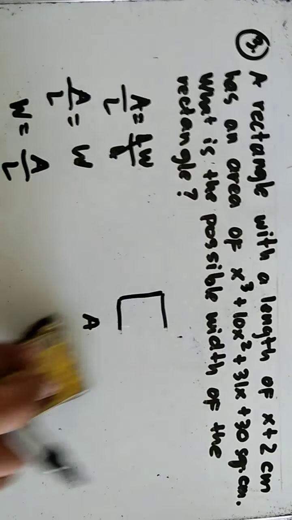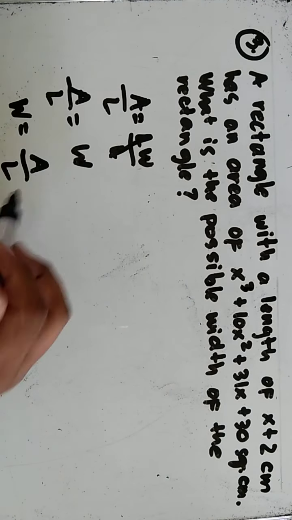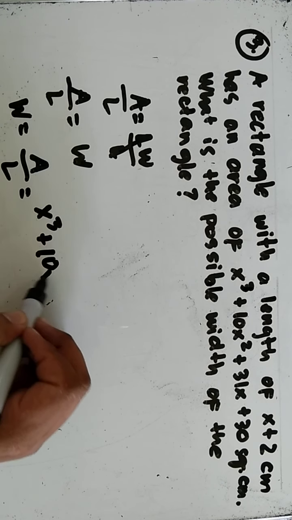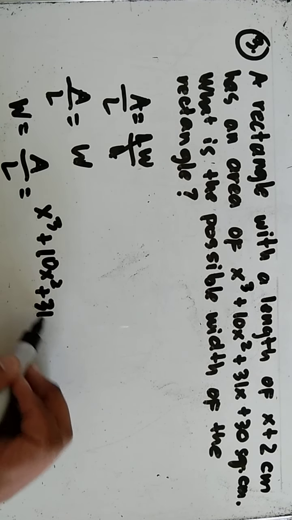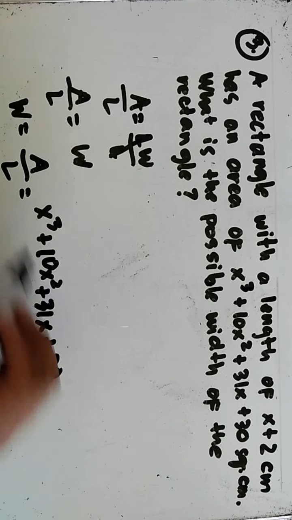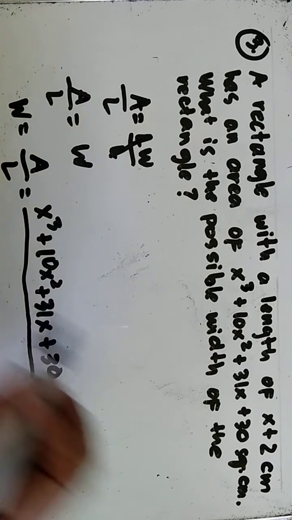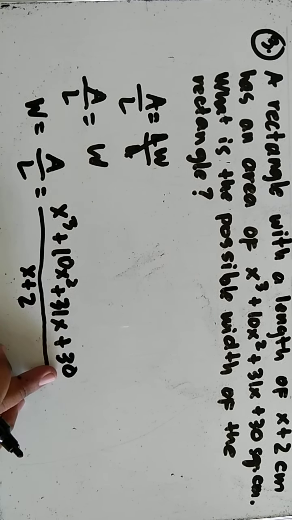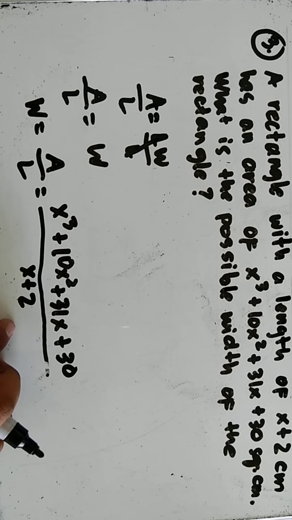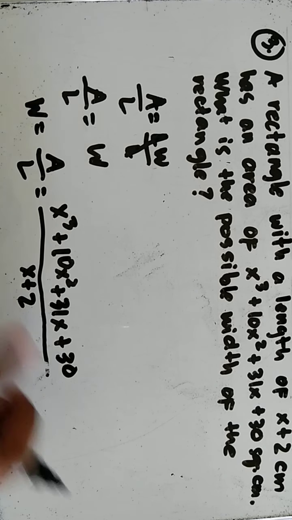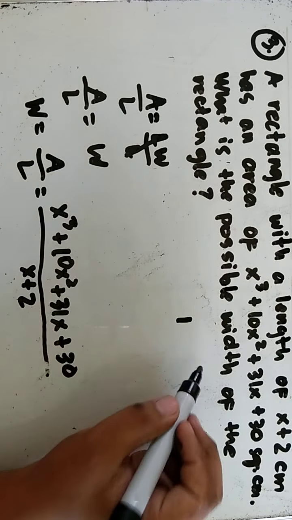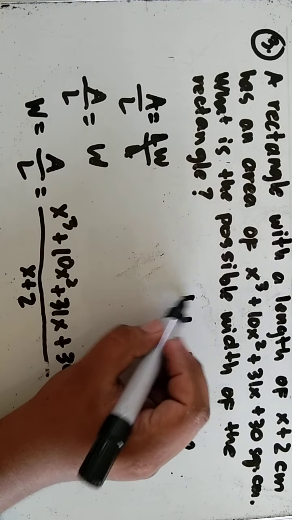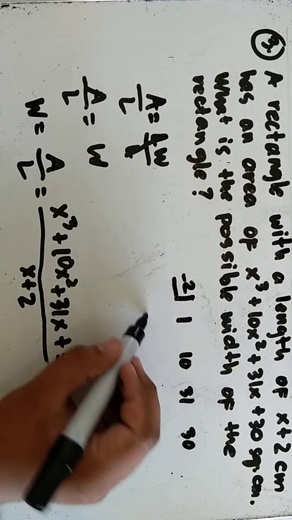Okay. So, binigay niya sa atin yung value ng ating area. Yung area daw ay x cubed plus 10x squared plus 31x plus 30. Tapos, yung length naman daw natin ay x plus 2. So, hahanapin natin si width. As you can see, kailangan na naman nating mag-divide. So, gamitin natin siya ng synthetic division. So, we have 1, 10, 31, 30 divided by negative 2.